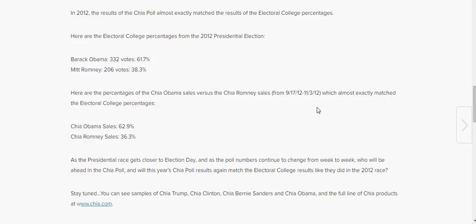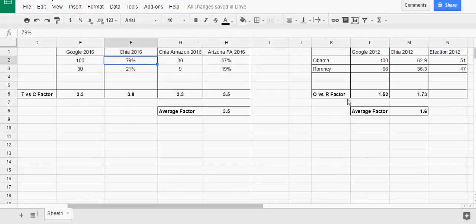And when we look at the Chia Pet poll for 2012, the sales were 62.9 for Obama to 36.3. So, what is the multiplier there? Pretty much what the Google Trends multiplier was, 1.73 to 1.52 compared to 3.8 to 3.3. I think this is like 12% more, and this is like 14% more, but pretty similar.